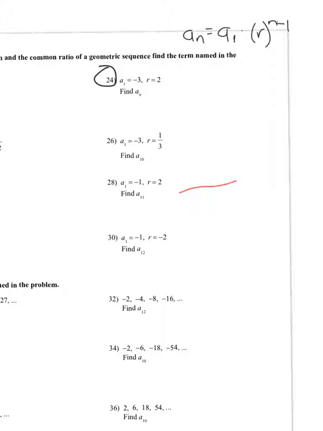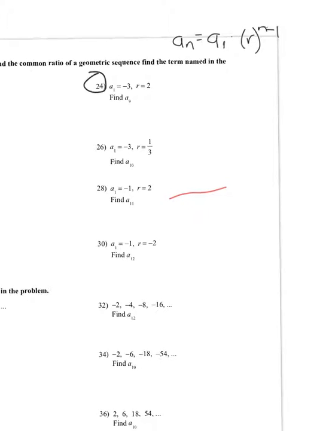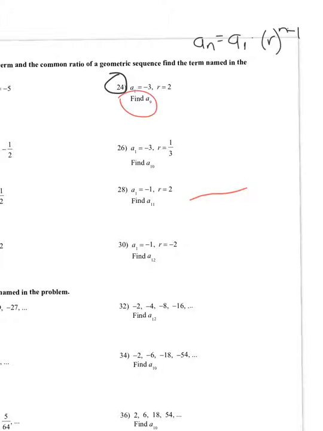And I have this formula on the reference sheet, but this is to find any term of a geometric sequence. This is just like we had one for arithmetic. This is the one for geometric. So if I'm finding a9 here, that means n is going to equal 9. So my ninth term, a9 equals a1, which is negative 3, times r, which is 2, to the n minus 1 power. That'd be 9 minus 1, so I'm going to write that down as 8.